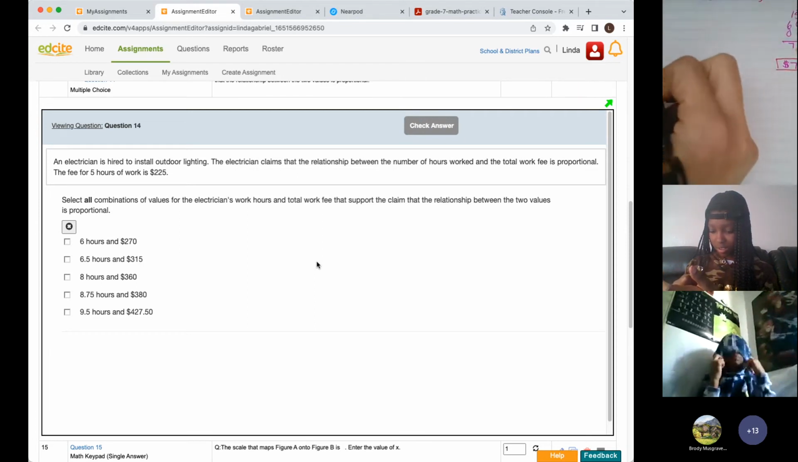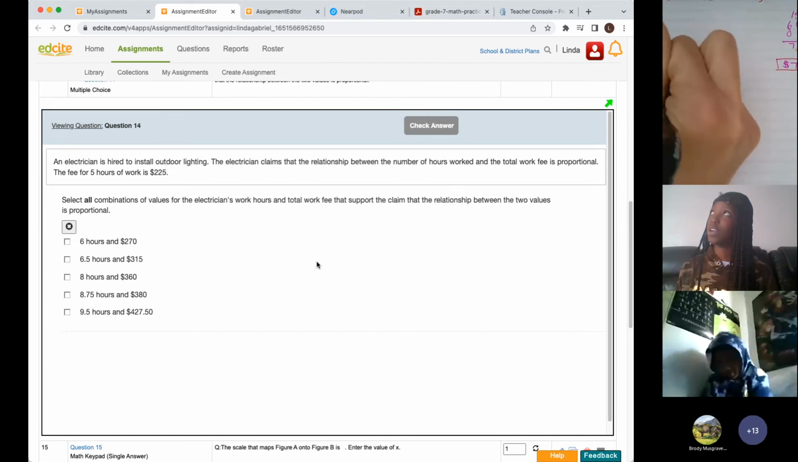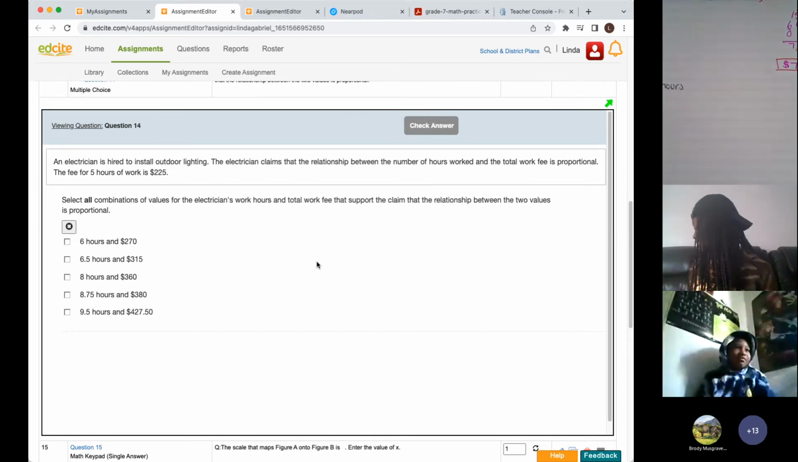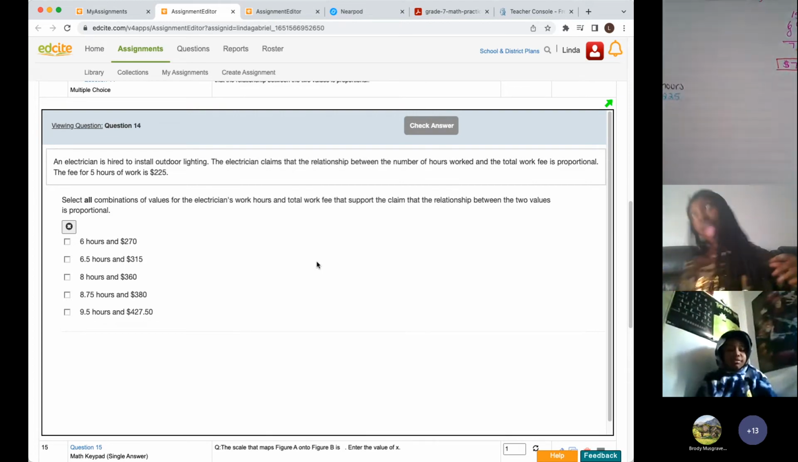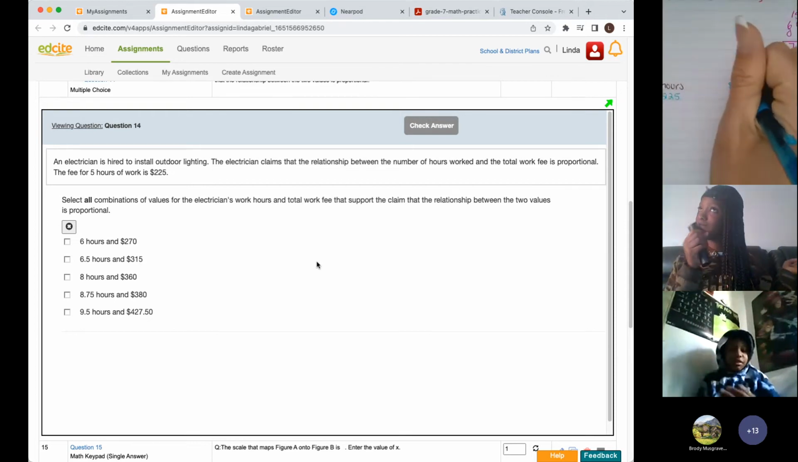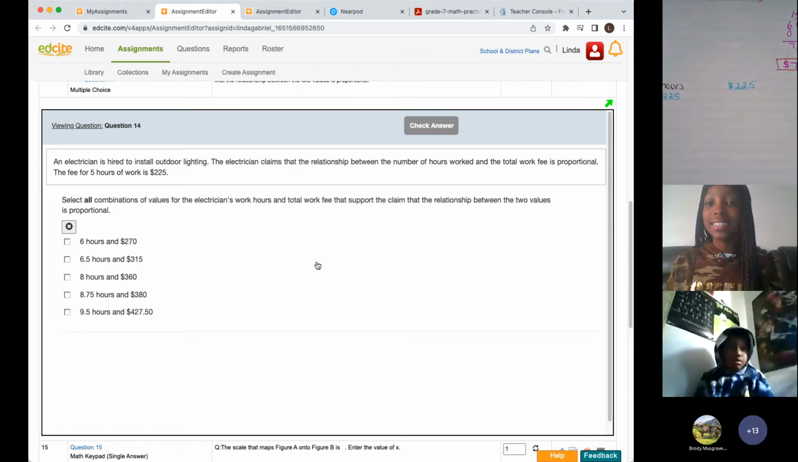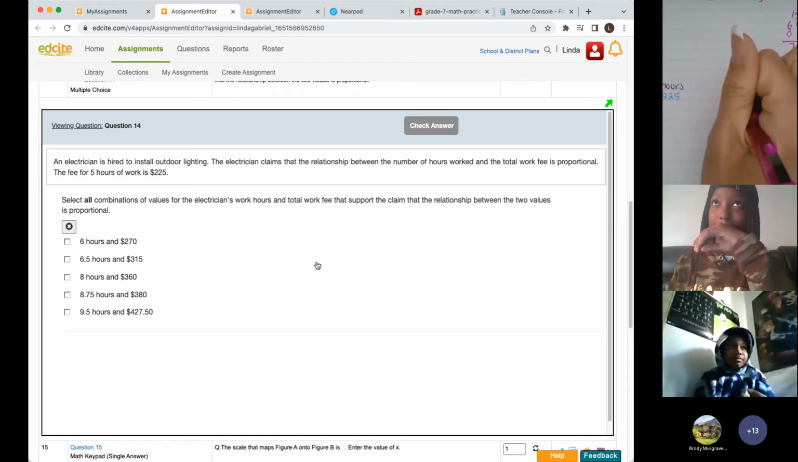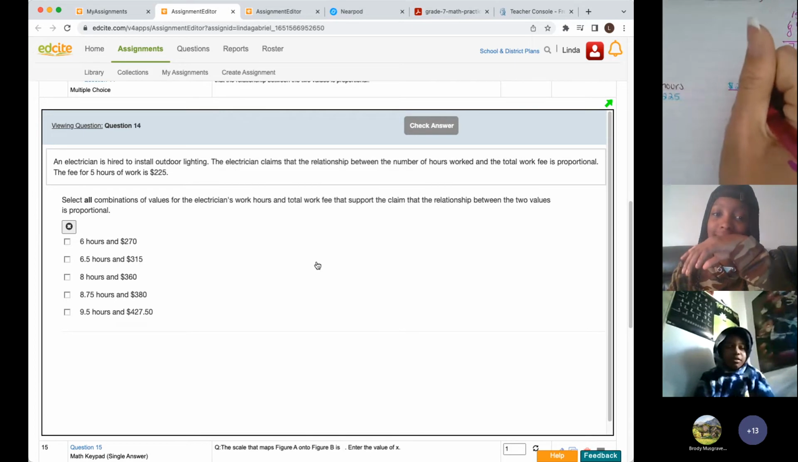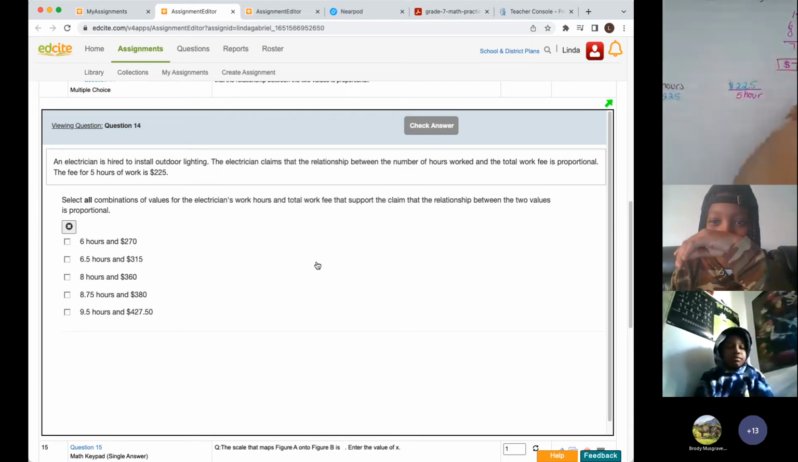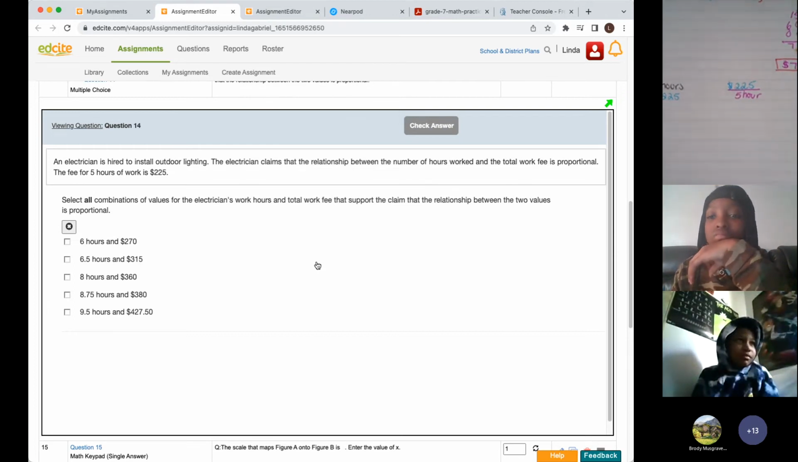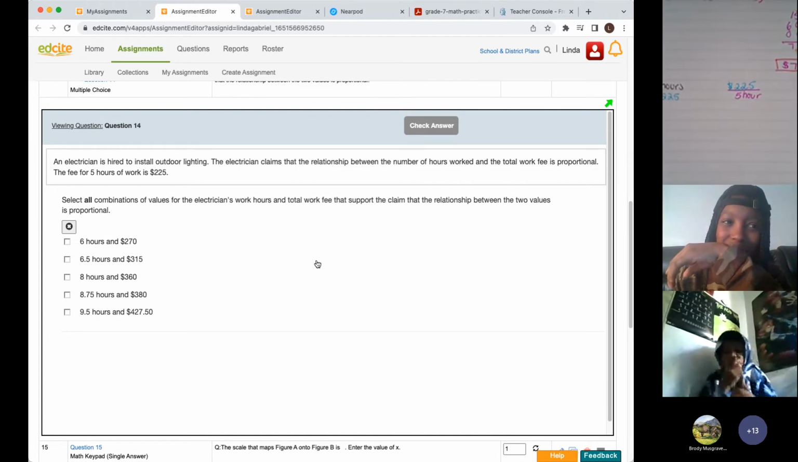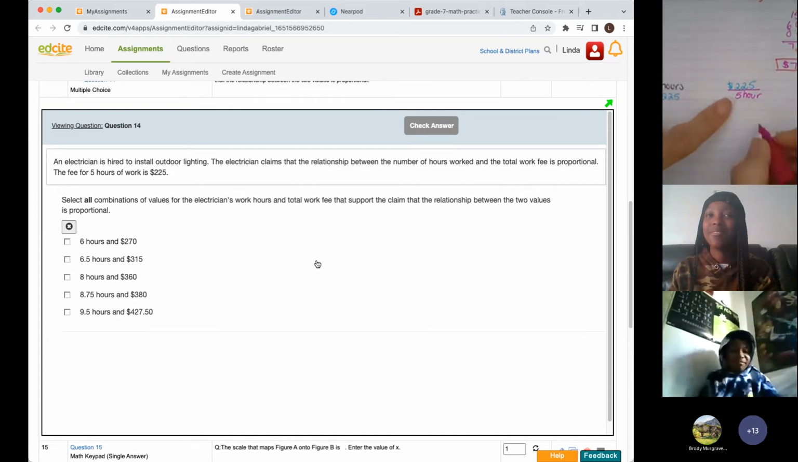So we know that if he works 5 hours, he will charge $225. I'm going to write it this way just because I like the math for this better, right? So 225 for 5 hours. We can figure out how much he charges per hour, right? If I do 225 divided by 5, that will tell me how much money he charges per hour, right? So let's see, 225 divided by 5.